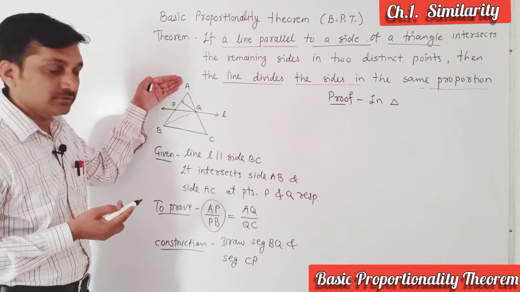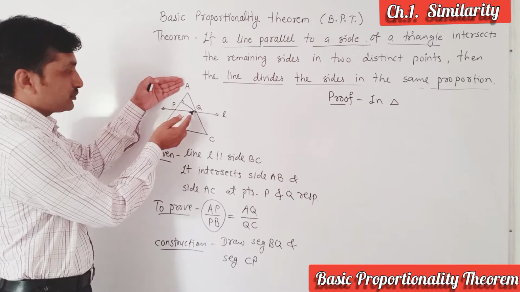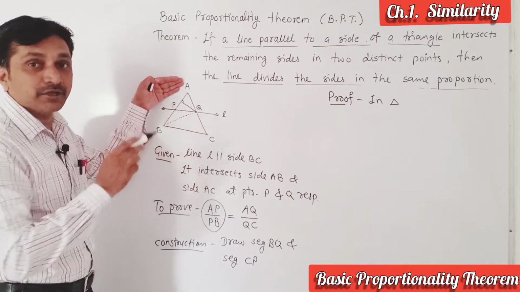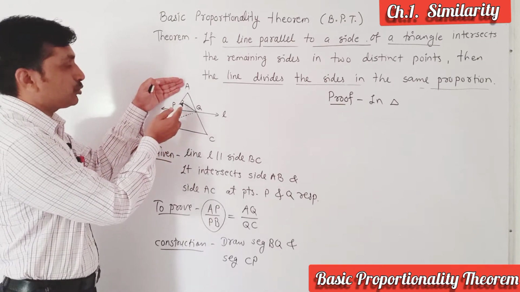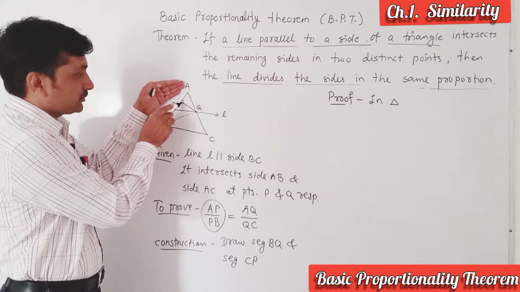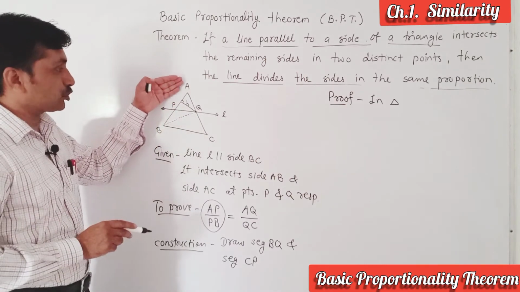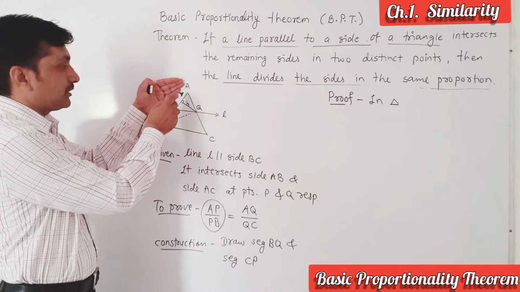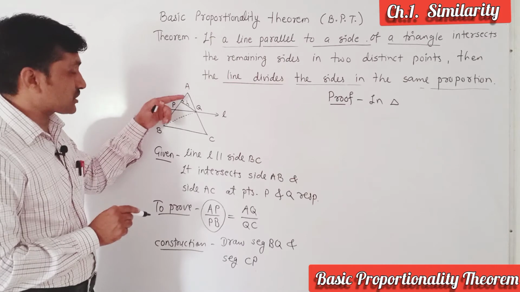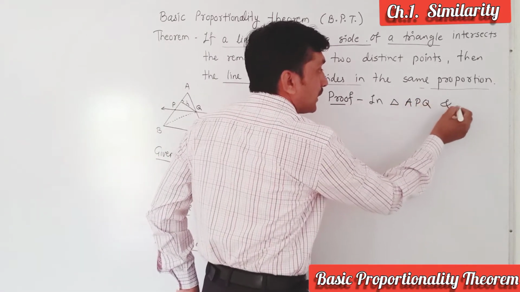Area is base into height. Now if we take AP as base, then the third vertex is Q, and from Q the height will be drawn. It is an acute angle triangle, therefore its perpendicular will be drawn in the interior. That's why it is coming inside. Here I write H. H is the height. What is the base of APQ? AP. What is the height? H. Therefore the triangle taken here is APQ.